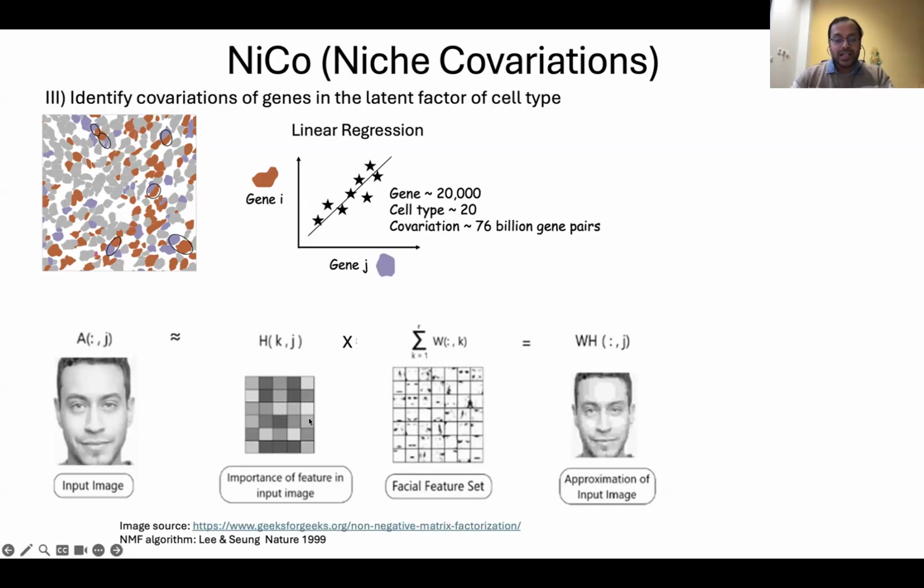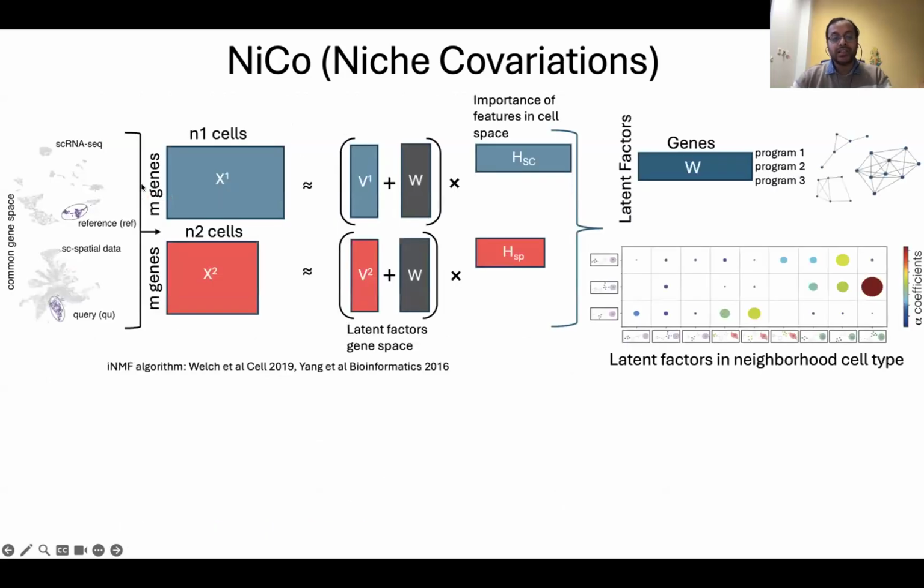We applied the same idea with NMF. The problem here is that spatial transcriptomics only measures 400 genes, and we want to analyze all the genes. So for that, we integrated it along with the already available single cell RNA-seq atlas.